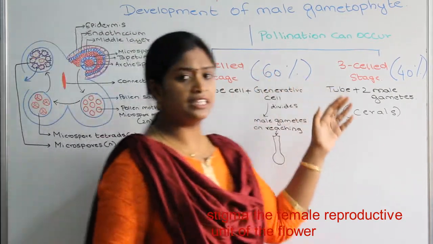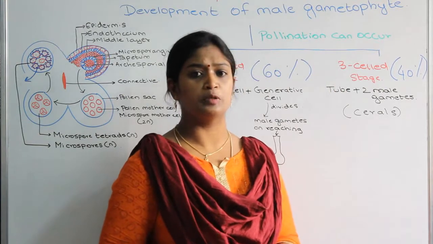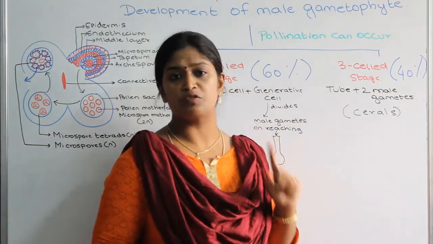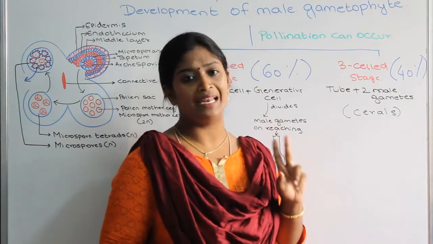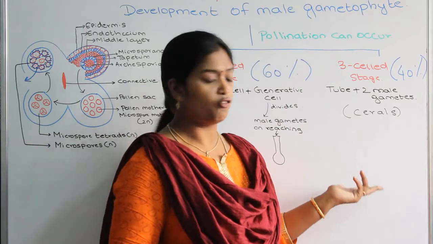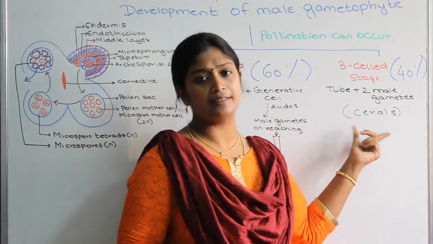In the 3-cell stage, the 40% of the angiosperms undergo pollination in the 3-cell stage, where it consists of the tube cell and 2 male gametes. Inside the anther, the 2 male gametes are formed. So this is mainly seen in the cereals.